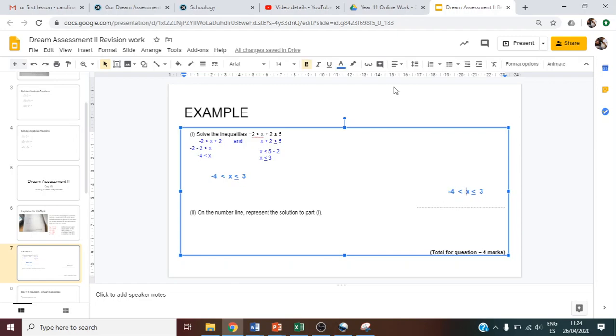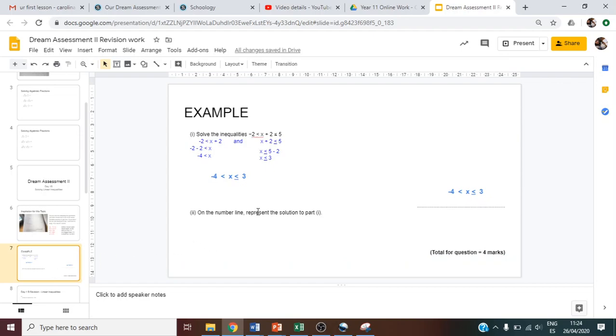Now, on the number line, represent the solution to part I. So a number line, where did my number line go? Oops. It's not working out nicely for me. On the number line. Okay, I've lost my number line when I copied this over, so I'm going to go ahead and draw a number line.